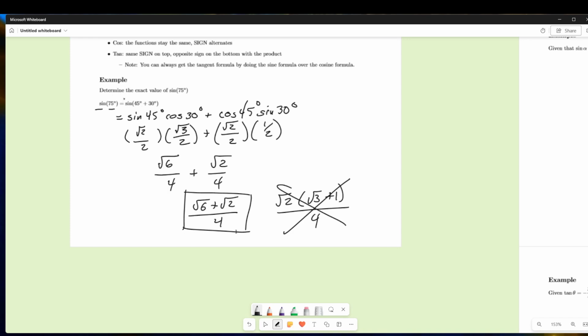Now, we're not always going to be told how to break up the 75, and there are a lot of choices. We didn't have to do 45 and 30. We could have done any combination of the angles that we know to build 75.